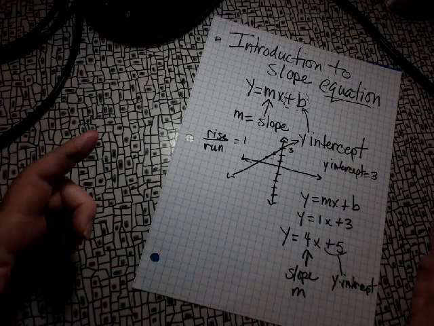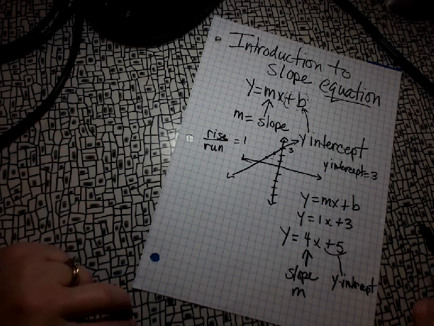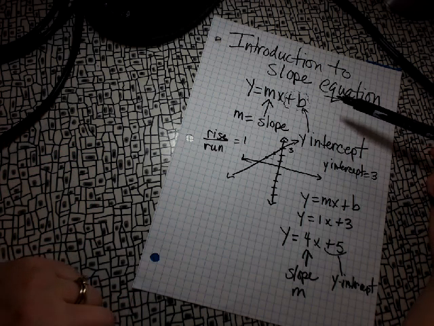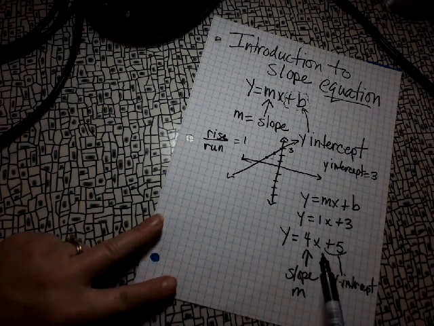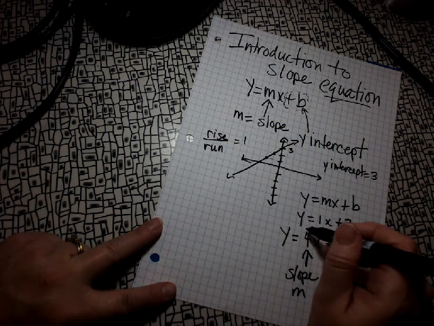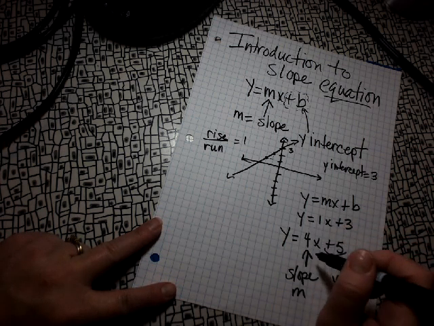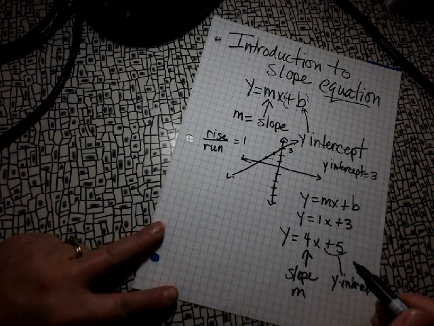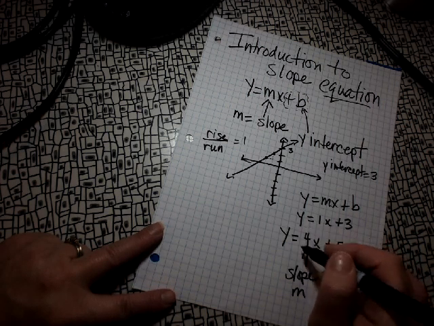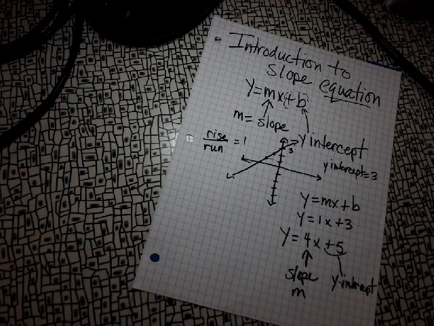So this is, I hope, a good introduction to your slope equation and the fact that the coefficient of the x is your slope. Whole number, decimal, fraction, it's going to be your slope. Okay, that's it for now, and I hope this has been helpful.